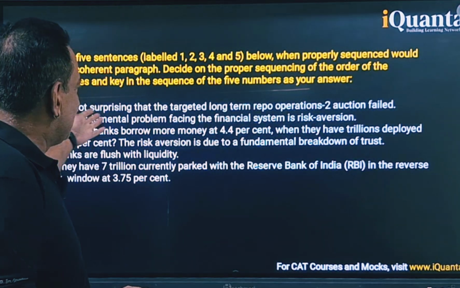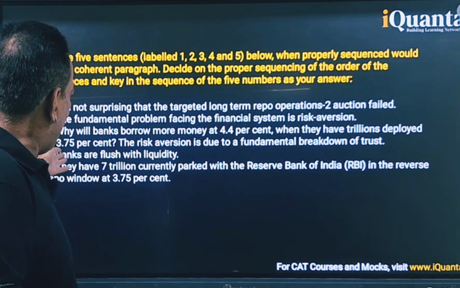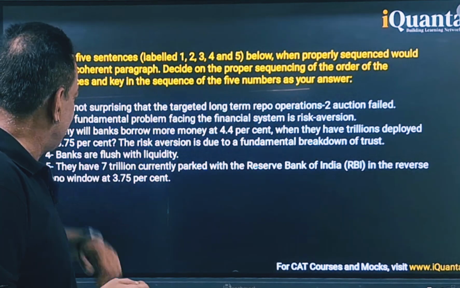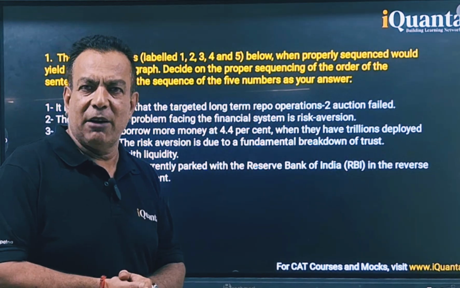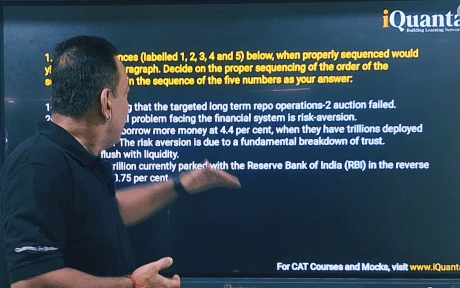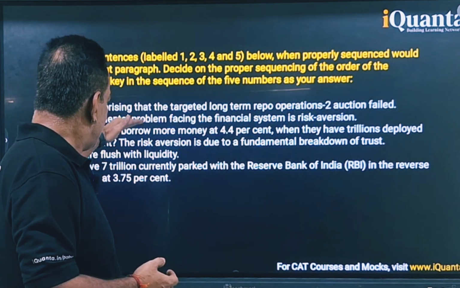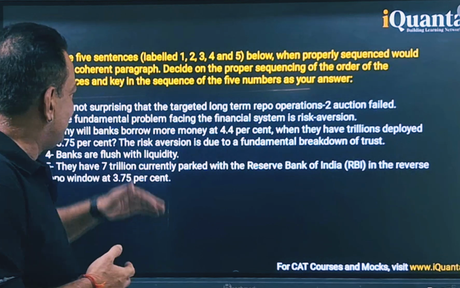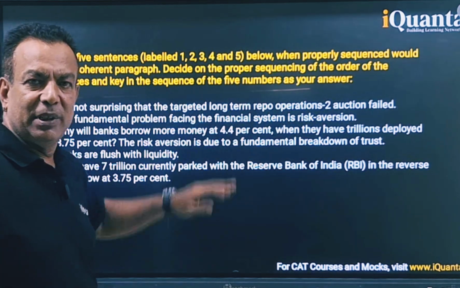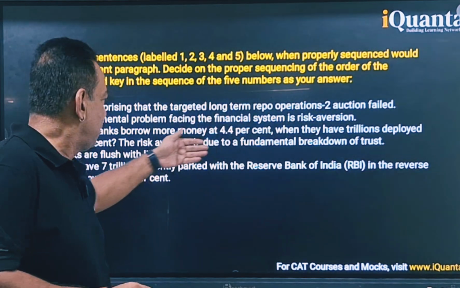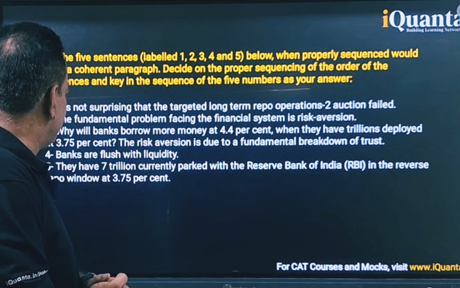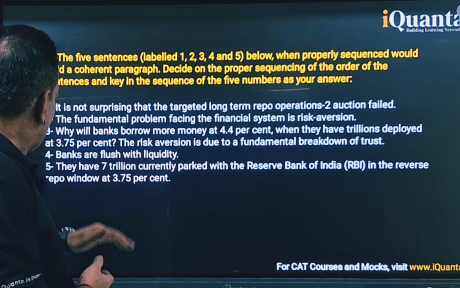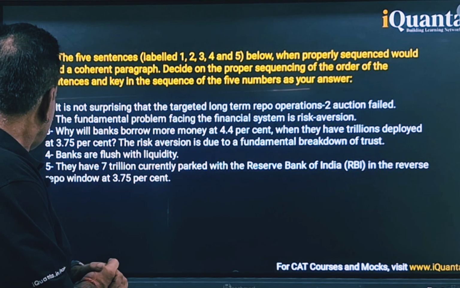So if there's risk aversion, what happens? Banks are flush with liquidity. That means there's enough cash flow, there's enough cash with the banks. So from this sentence, the second sentence, number 4, is logical. It's telling you the situation when they are having this problem of risk aversion. Banks are flush with liquidity. Now, let's get on with the next one.